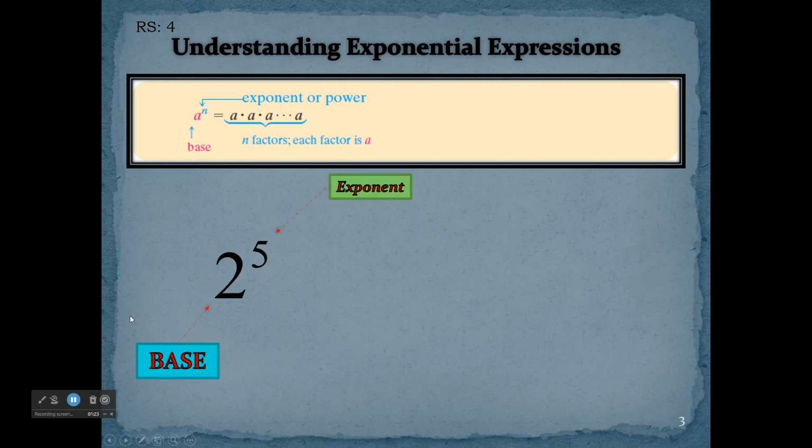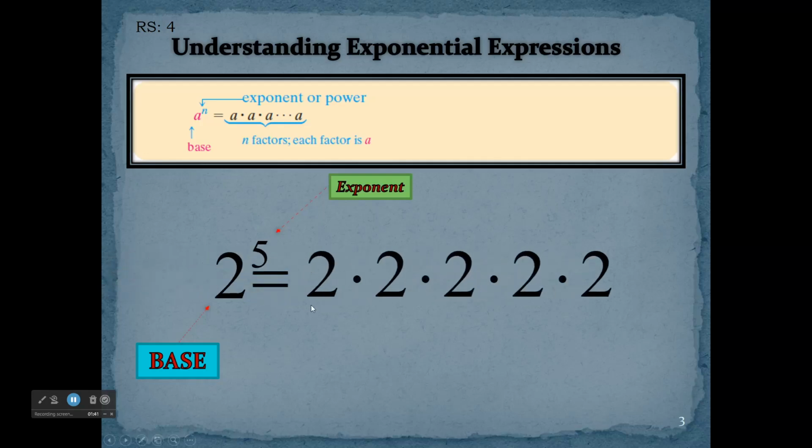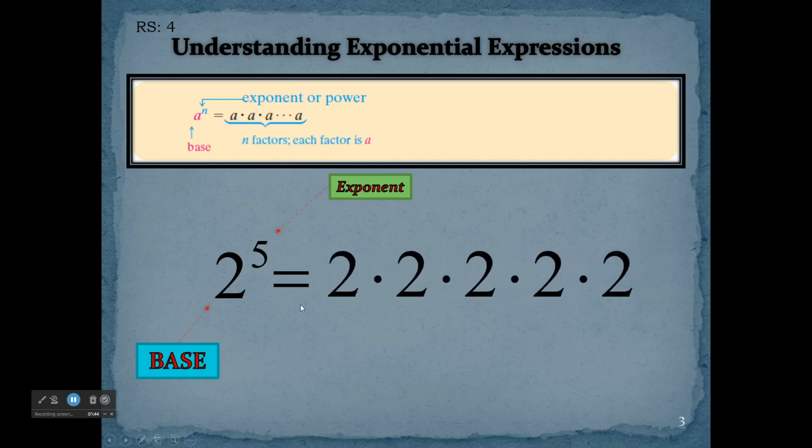Now, if I were to ask you, what is the meaning of this? I want you to understand that I'm not asking for the answer. Those are 2 separate questions. So what I'm going to ask is, what is the meaning of 2 to the power of 5? Well, it means 2 times itself 5 times. Now, the second question that I'm going to ask is, well, what is the answer to this? 2 times 2 times 2 times 2 times 2 is 32.